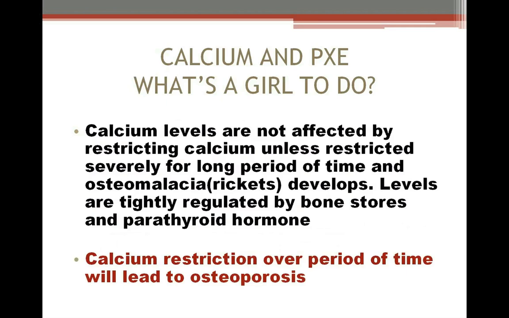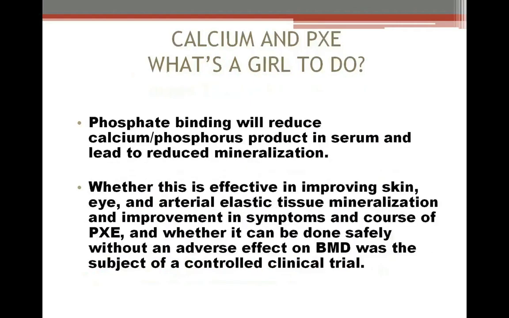It should be noted that calcium levels are not affected by restricting calcium unless they're restricted severely for long periods of time. And what happens then is that rickets develops and calcium is removed from the blood to make up for the loss in the bones. The levels of calcium are tightly regulated by the bone stores and parathyroid hormones, so it doesn't fluctuate much normally, because calcium is very vital for nerve function and muscle function and cardiac function. Calcium restriction over a period of time, however, will lead to osteoporosis. In other words, if you don't take in calcium, the only way the body can maintain its blood level of calcium is to sop it up from the bones, and that's why you develop osteoporosis.